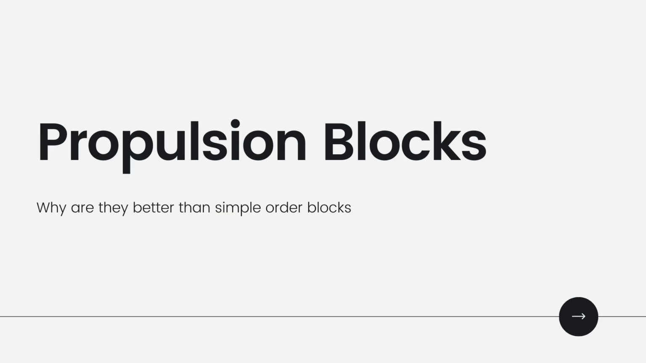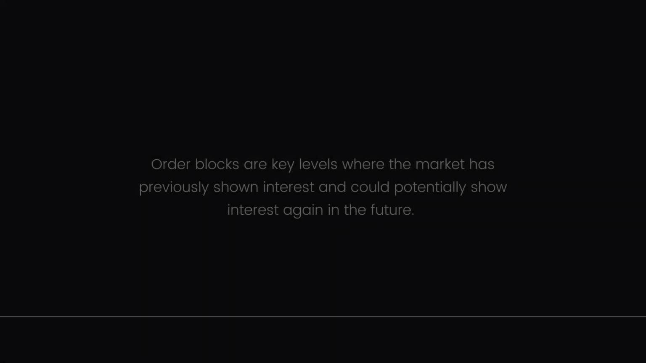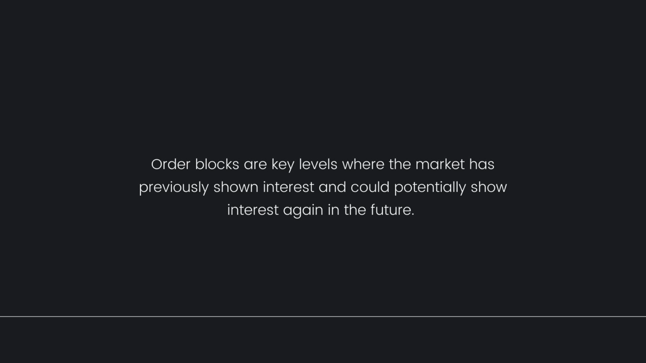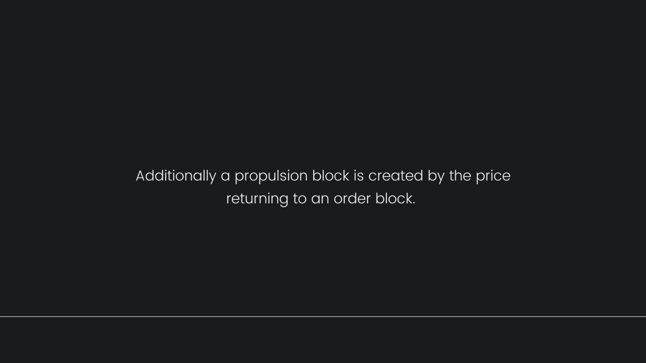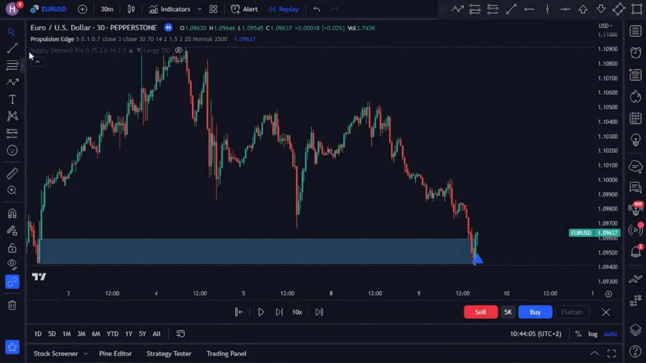Our first strategy is based around order blocks, and to be more specific, propulsion blocks. Firstly, order blocks are key levels where the market has previously shown interest and can potentially show interest again in the future. Additionally, a propulsion block is created by price returning to an order block. Let's take a look at an example.